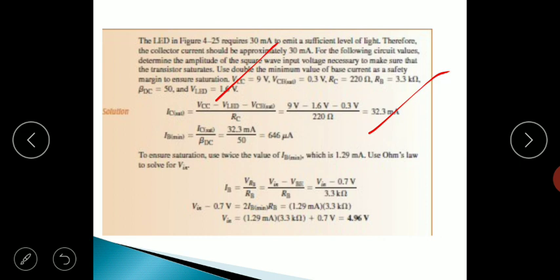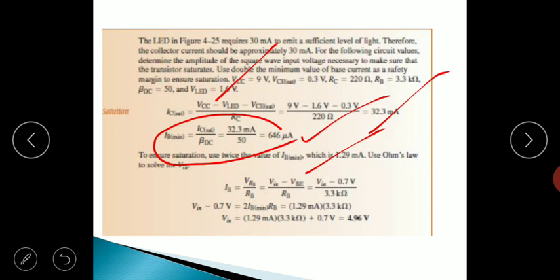Once you get IC sat, then we can get IB min. How do you get IB min? IB min is equal to IC sat by beta. If you substitute the value of IC sat that you have got, and the value of beta, which is mentioned in the circuit as 50, we get the base current IB as 646 microamperes, right? But they have mentioned that to ensure the transistor acts in saturation, consider the value of IB as 2 times the IB min. So IB is 2 times 646 microamperes, which becomes 1.29 milliamperes.